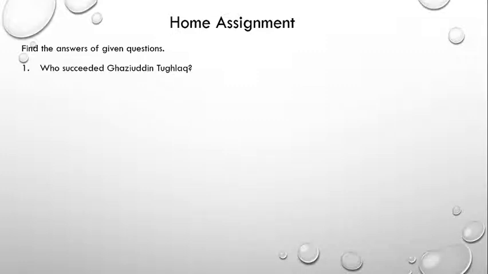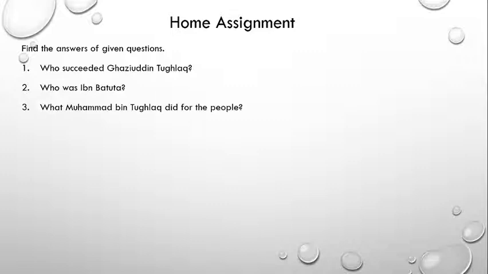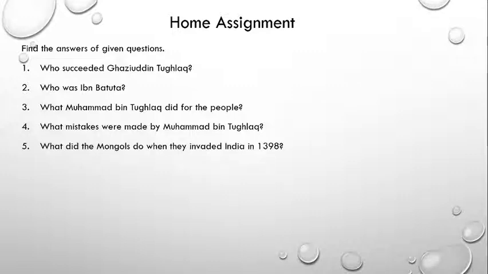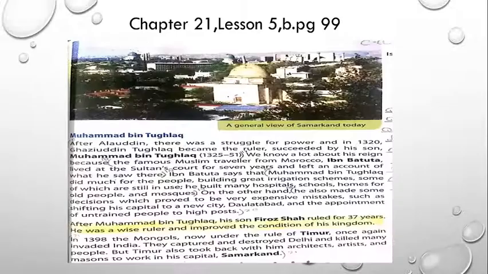Number 1. Who succeeded Ghaziuddin Tughlaq? Number 2. Who was Ibn Battuta? Number 3. What did Muhammad bin Tughlaq do for the people? Number 4. What mistakes were made by Muhammad bin Tughlaq? Number 5. What did the Mongols do when they invaded India in 1398? Note: take help from book page number 99 to find the answers of given questions.